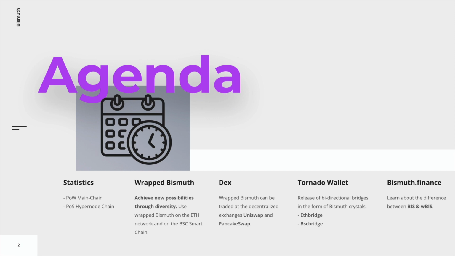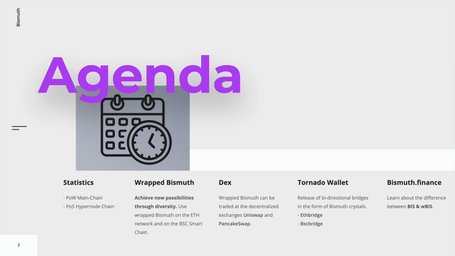The fourth category is about the Tornado Bismuth wallet. The Tornado Bismuth wallet enables you to wrap Bismuth and unwrap Bismuth. You can also call it minting and burning. For that, you have two crystals, the ETH bridge crystal and also the BSC bridge crystal. And if you don't know what crystals are, those are plugins. The last category is about the website which launched.